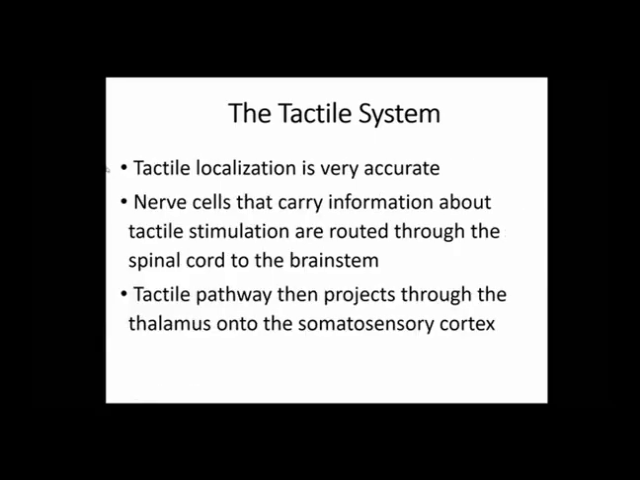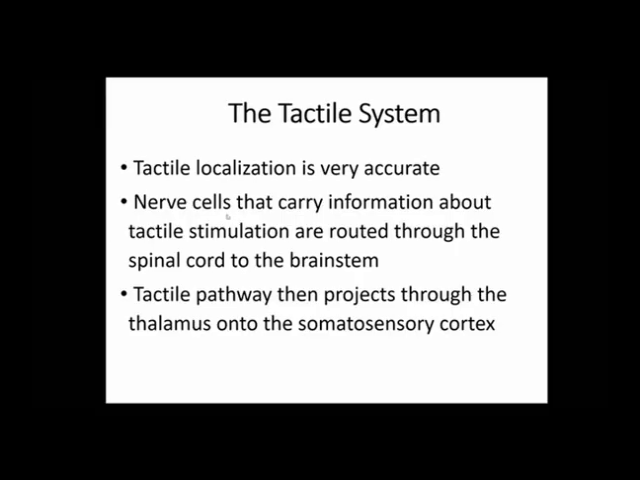And this is something that we are very good at. Our tactile localization is very accurate. So across most of our skin, on most of our body, we can figure out where we're feeling something. If you had a fly on your skin, you could tell very, very quickly where it was so that you could shoo it away. We can localize that sensation.